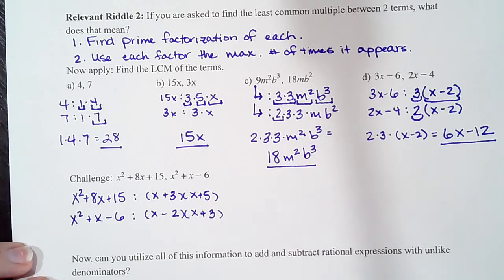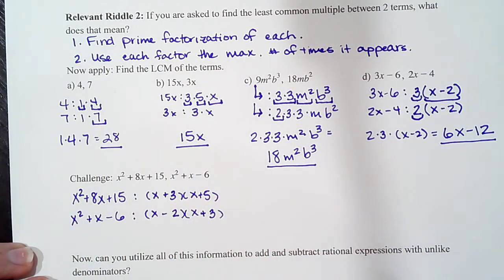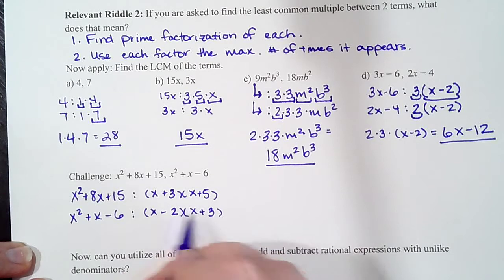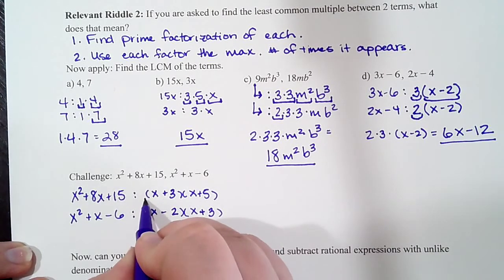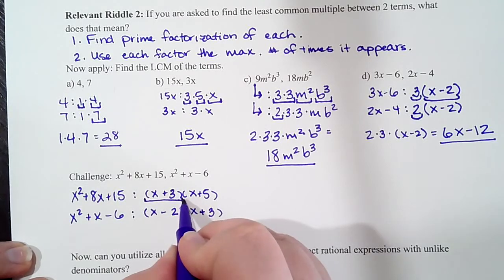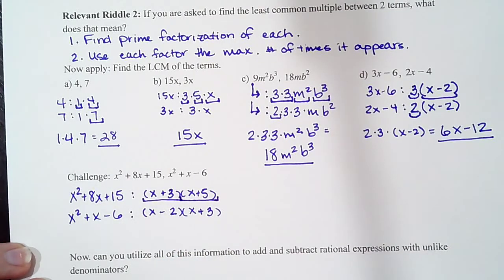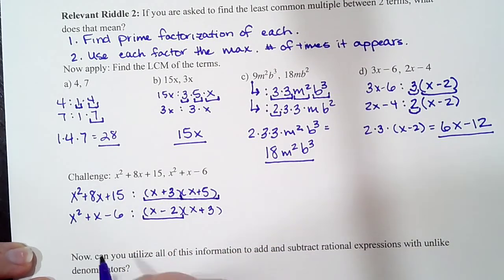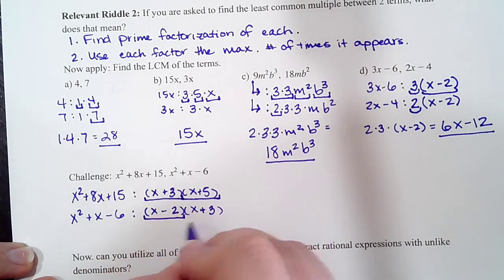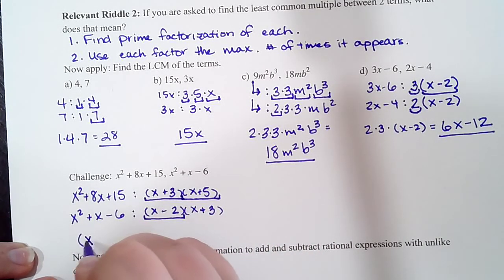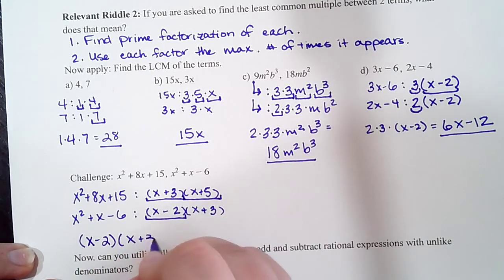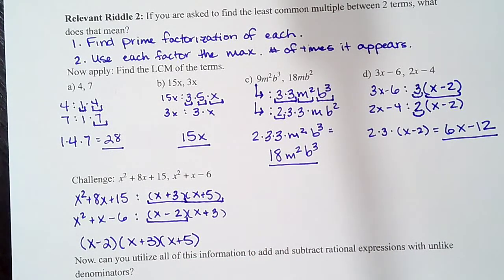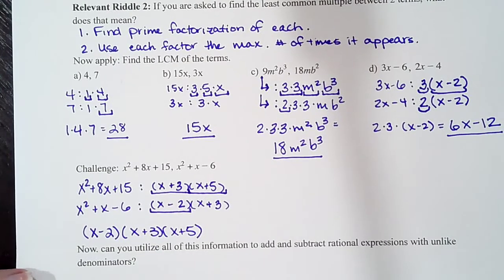All right, now if you didn't already, we're going to use each factor the max number of times. Does x plus 3 show up more than once in my second term? No, it only showed up 1 time, so I'm going to take it once. X plus 5, it only shows up once, so I'm going to take it once. X minus 2 only shows up once in either, so I'm going to take that. So now that I've taken those in their max number, let's bring them down. X minus 2 times x plus 3 times x plus 5. That is our least common multiple of these 2 trinomials.